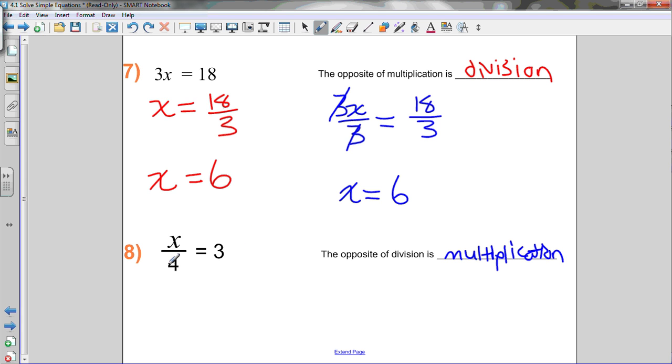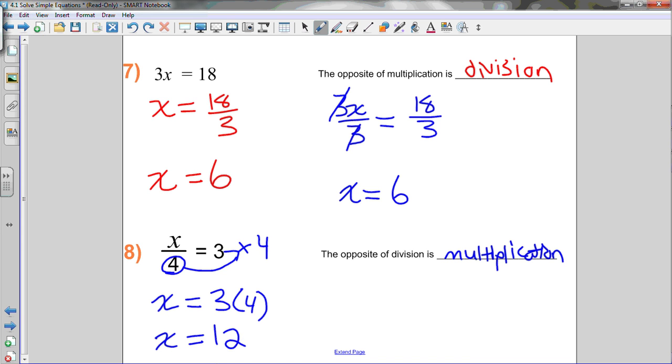So to move this 4 to the other side of the equation, I must do the opposite of dividing by 4, and that is multiplying by 4. So to move this 4, I must multiply the other side of the equation by 4. And the x is now all by itself because I took this 4 and I moved it over here by multiplying by 4, because that's the opposite of dividing by 4. So x equals 3 times 4, which is 12. And 12 divided by 4 is 3, so that's the correct answer to this equation.